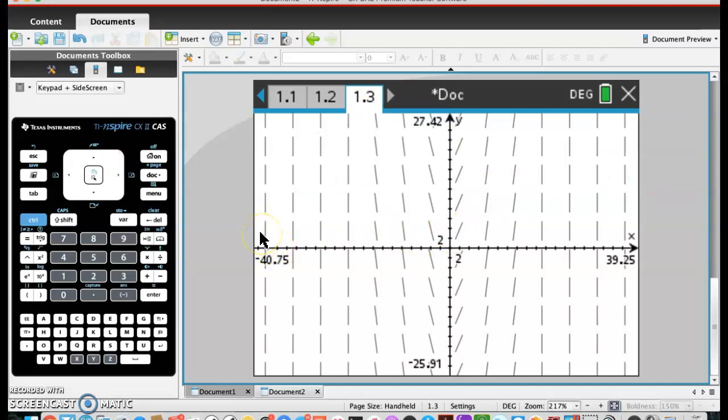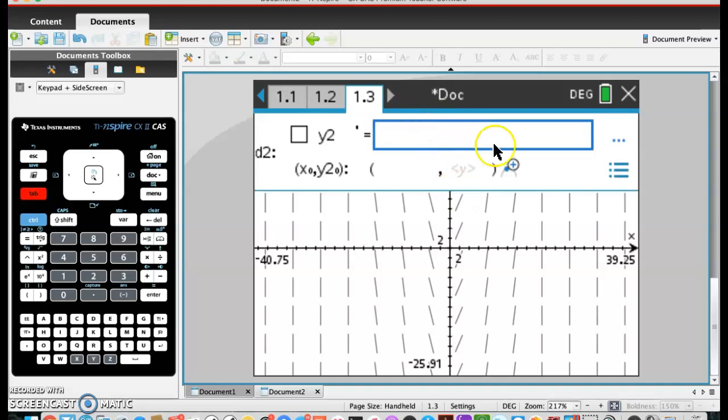If I look in the x direction, if I start at 0 and slide this way, I can see the slope is getting steeper as we go out. But if I move in the y direction, there's no change in the slope at all. That's because the slope field is only based on x.